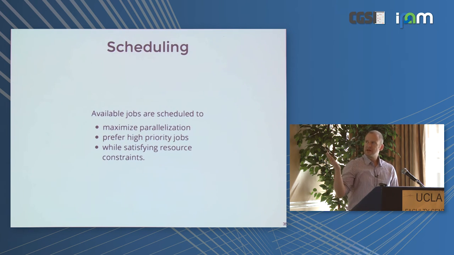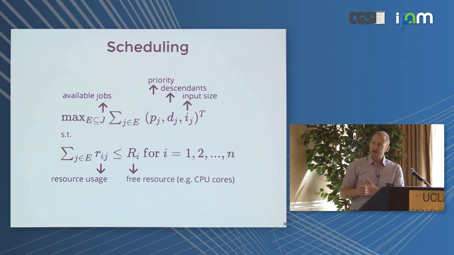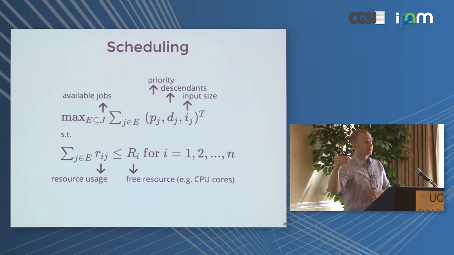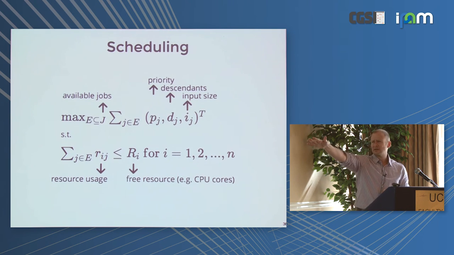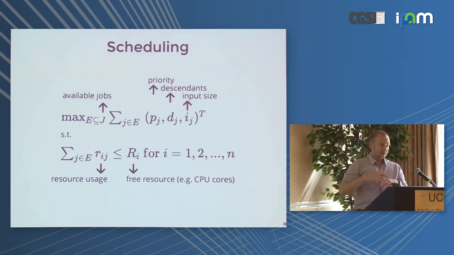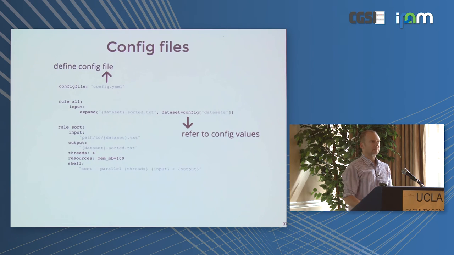And the higher it is, the higher the priority to execute a job. So it prefers high priority jobs and then also tries to satisfy the resource constraints, given either by you or by the machines themselves. This is the optimization problem the scheduler solves. It would like to maximize the number of jobs in terms of the priority, the number of descendants of the jobs. The more descendants a job has, the more important it is, so you would like to run it first. And then also the input size of the job. This is a little difficult to parse. It has to be read in lexicographical order: priority, number of descendants, input size. Then it takes the jobs, sorts them according to this, and takes the most jobs in terms of the high score without violating the resource constraints. Anyway, you don't have to be bothered with this. Snakemake does it for you.